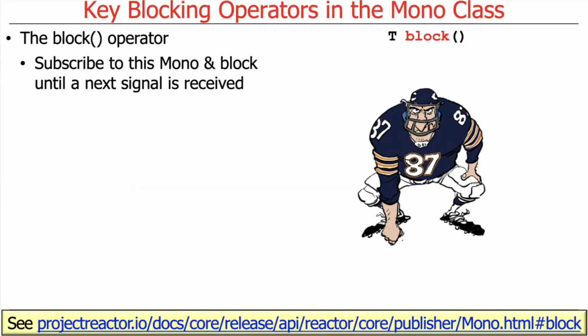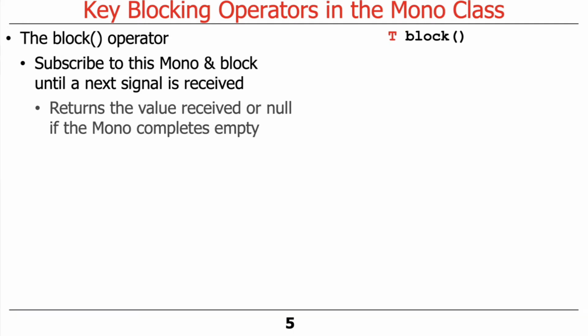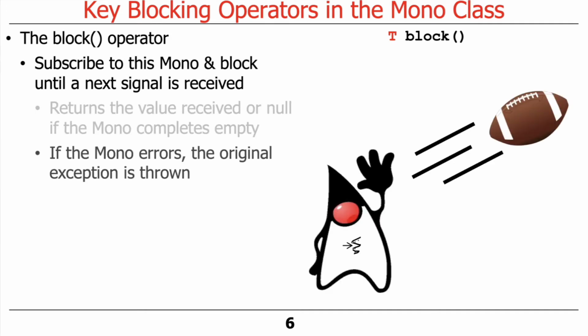So let's talk about the block operator first. What this does is it subscribes to the mono it's called on, usually in a fluent chain, and it will block until a next signal is received. And it returns the value that's received if we got a value, or it returns null if the mono happens to complete empty.